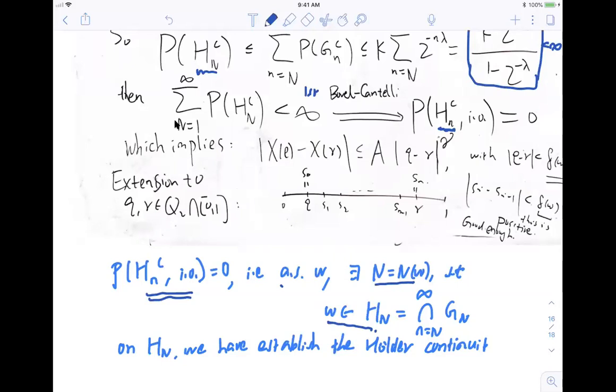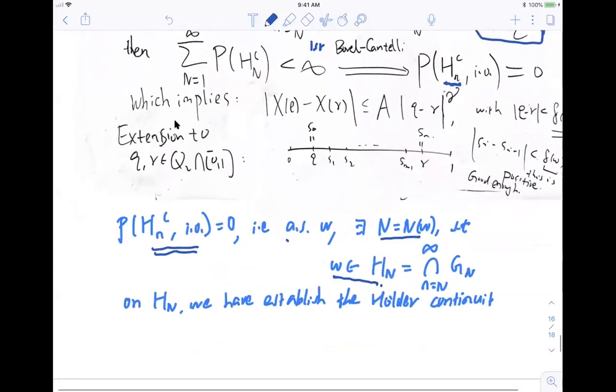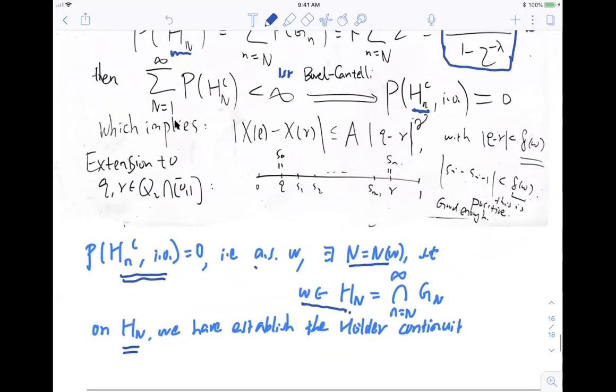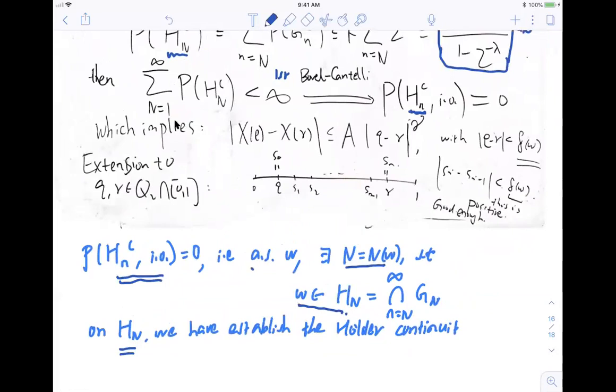So as long as N is large enough, omega is Hn, right? So this just tells you that. It just tells you that. Which tells you, as long as Q minus R are small enough using the lemma, this is actually the 2 minus N omega. So as long as Q and R are small enough, we have the regularity.